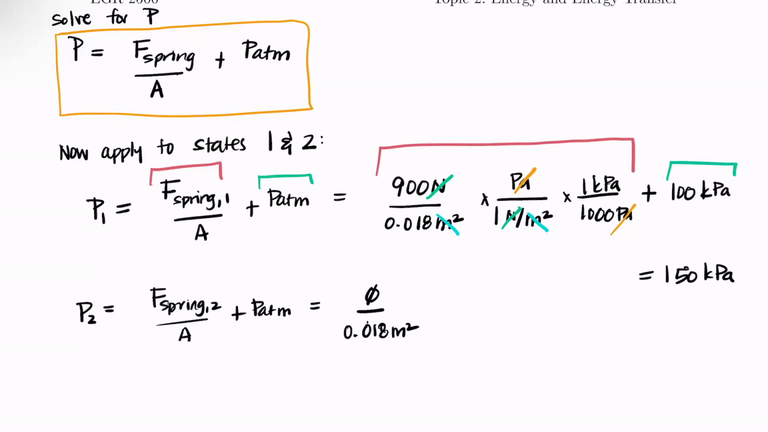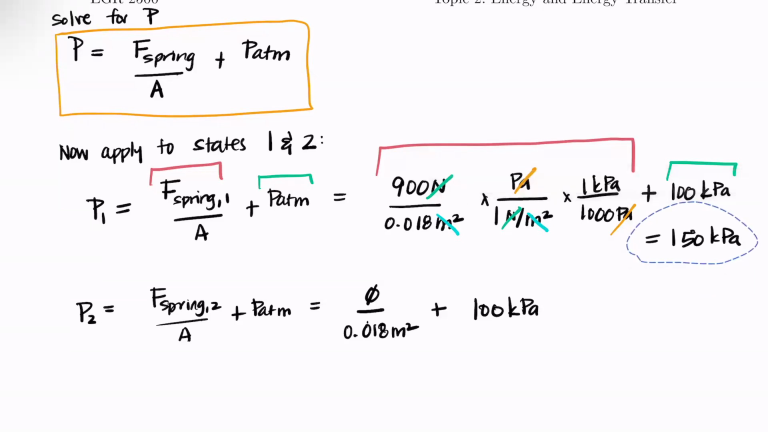All right. Okay, so for P2, we have no force from the spring contributing. We just have P atmosphere. So we just have 100 kPa here. Let me move this up. Okay. So that means that pressure at 2 just must be 100 kPa. All right, so here's our P1, here's our P2. And so now all that's left is to find W_B, right?